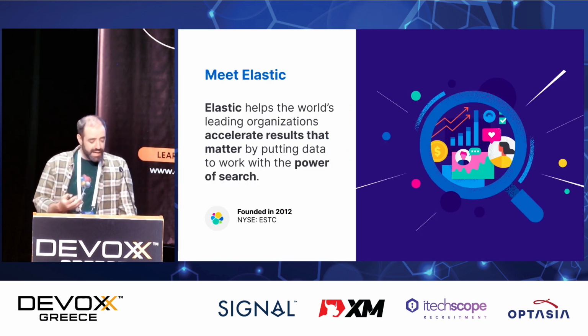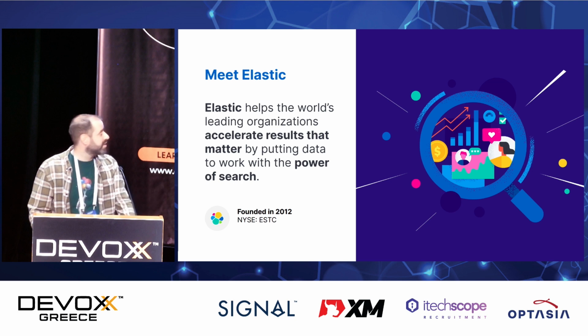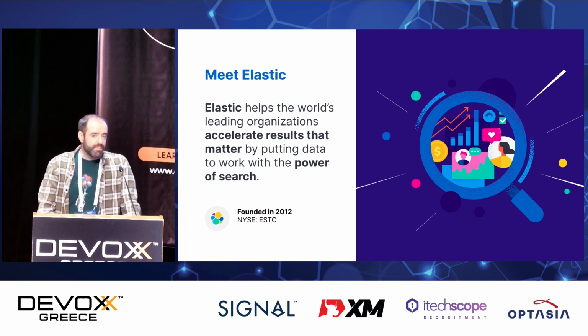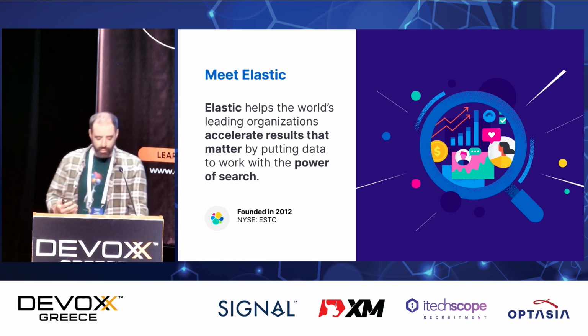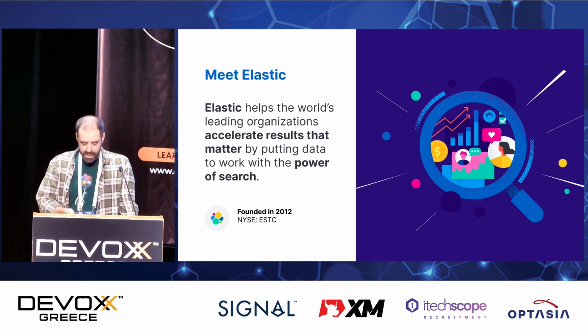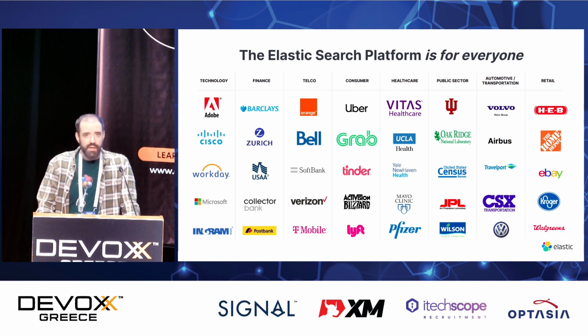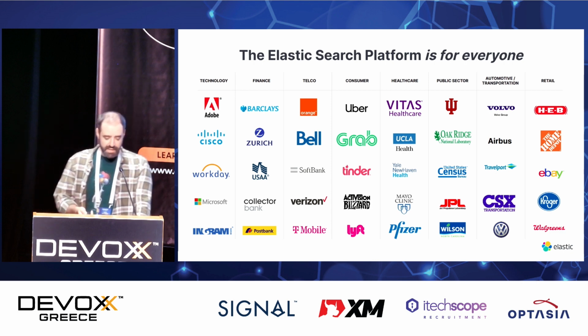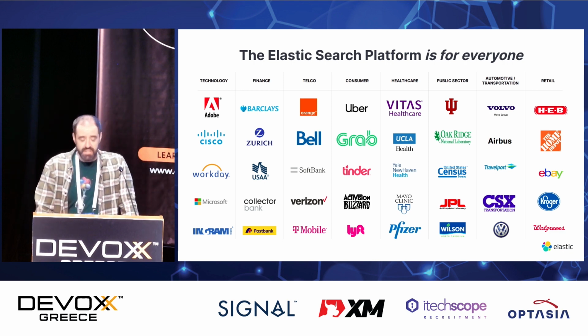Elastic helps the world's leading organizations accelerate results that matter by putting data to work with the power of search. What does that mean? Basically, we're not just storing the data, we give organizations the tools to gain insights out of it. That's why we say we put it to work. It's a publicly traded company. Our technologies are used by a lot of organizations out there, and these are just some examples. I'm pretty sure you can recognize many organizations such as Tinder or Uber. They span from the technology sector to the finance sector and the healthcare sector, and basically all the sectors out there.